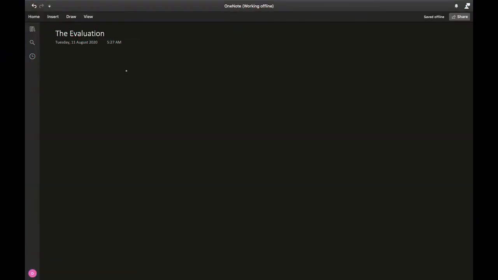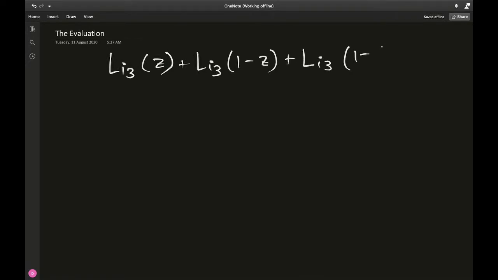Okay, so now this is not gonna be more of a proof, it's gonna be more of an evaluation. So we have the trilogarithm of z plus the trilogarithm of 1 minus z plus the trilogarithm of 1 minus 1 over z. We need to evaluate this. So what I'm going to do is I'm just going to keep the simple first term as it is and then write two of these terms in terms of their integral representation.